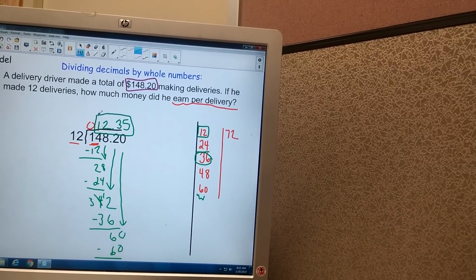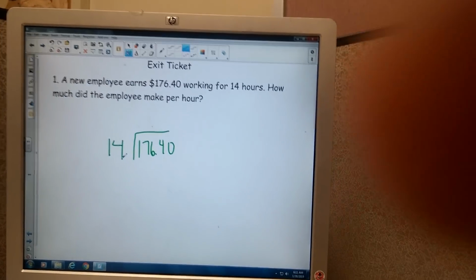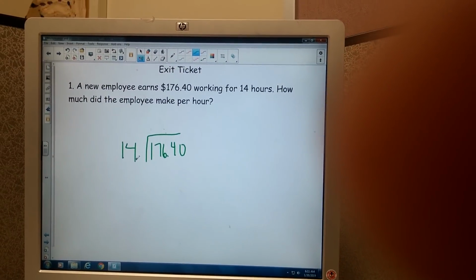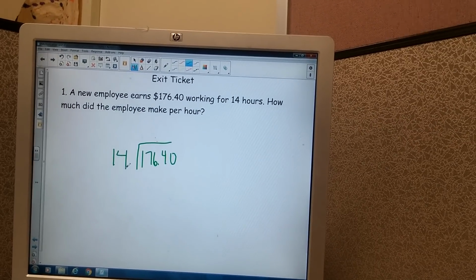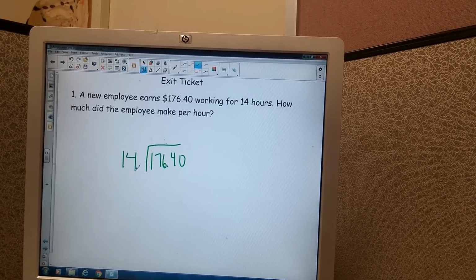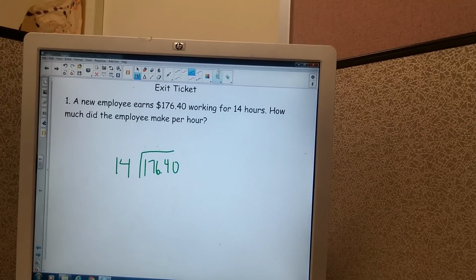Again, pause the tape, go over it again, rewatch it if you need to. Okay, here's the problem for today. It says a new employee earns $176.40 working for 14 hours. How much did the employee make per hour? Pause the tape, try it.